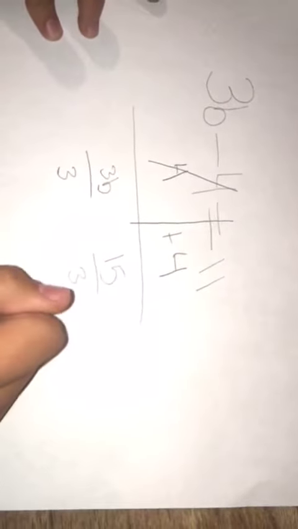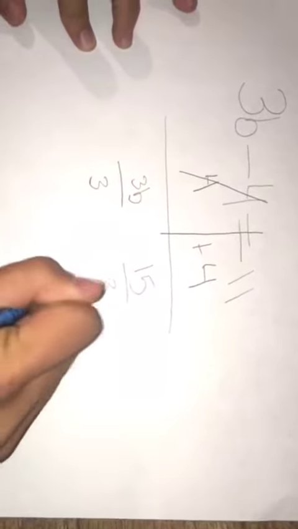Then you would need to drop down the 3b and divide both sides by 3. Then 15 divided by 3 equals 5, so b equals 5.